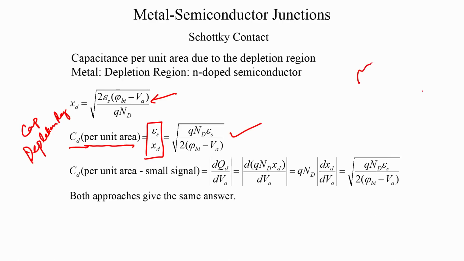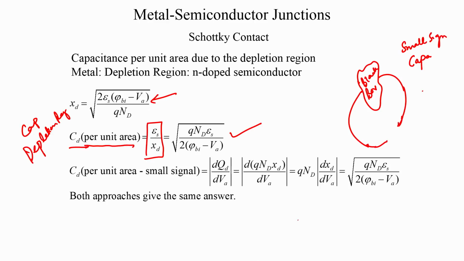Let us say there is some device sitting inside a black box, and you have two terminals across it, and we want to measure the small signal capacitance. Now, what is a capacitance? How do you define capacitance?